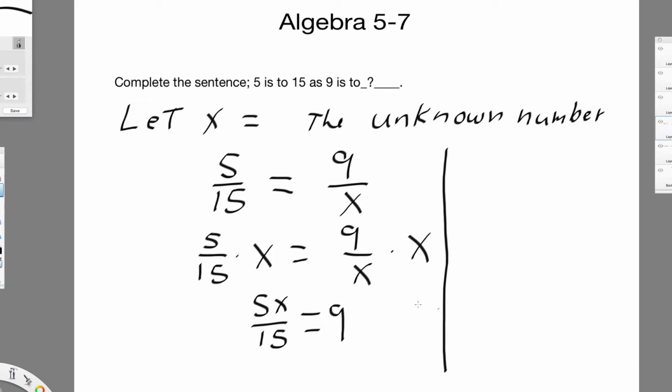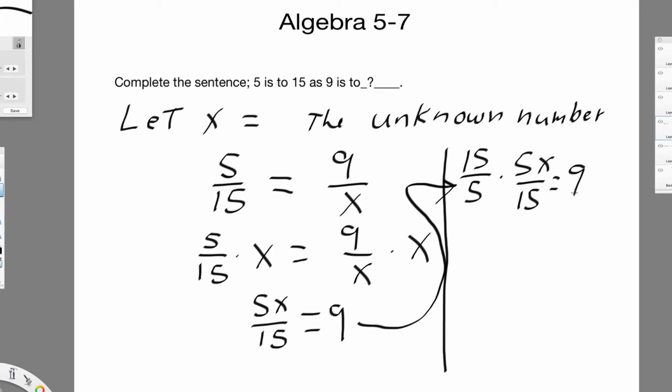Let's make some room here. We'll take our discussion up here. My next thing, I want to get 15 out of the denominator, but I'd also want to get 5 out. So I'm going to use the reciprocal of 5/15. Reciprocal, remember, is the number that when I multiply it times another number, it equals 1. So 15 over 5 times 5x over 15 equals 9 times 15 over 5.